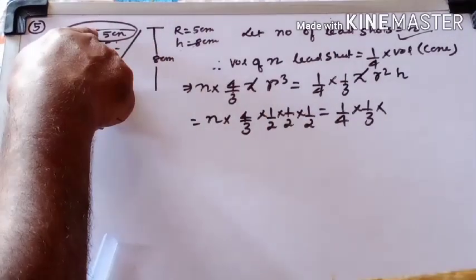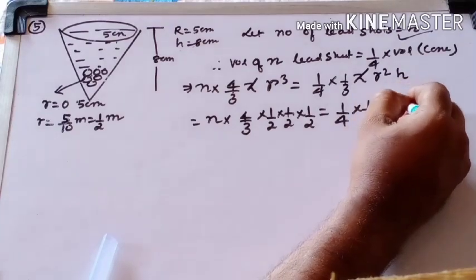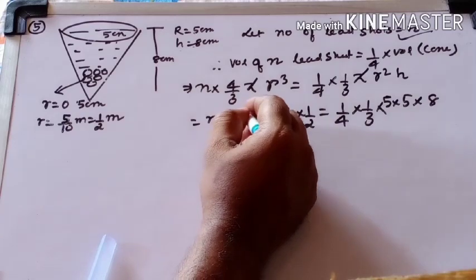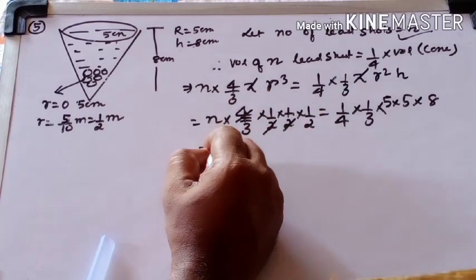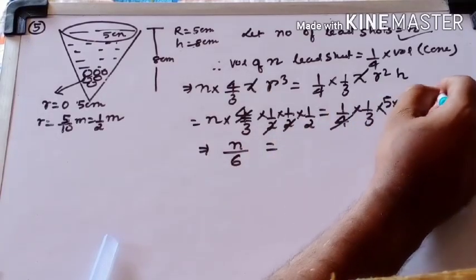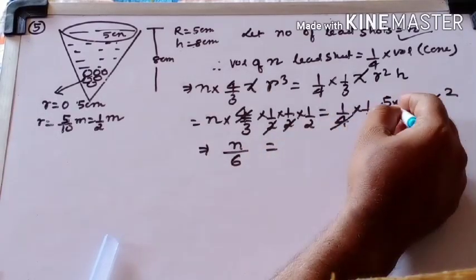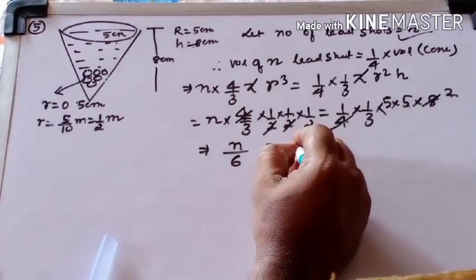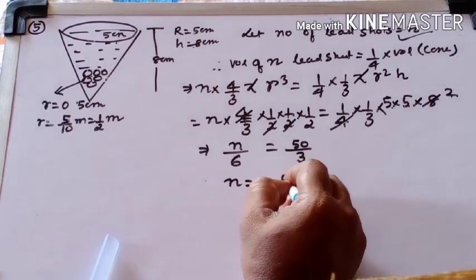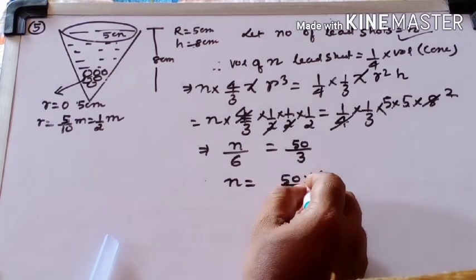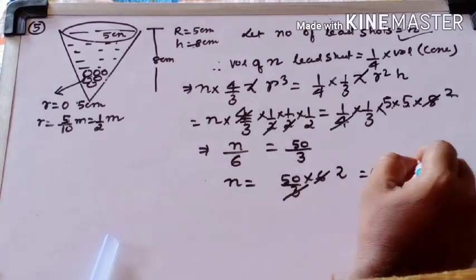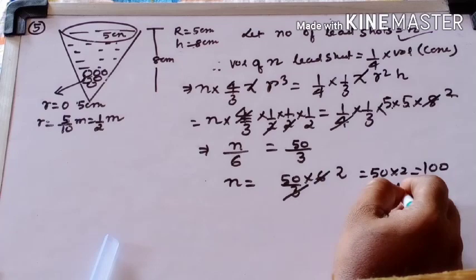by 3. Radius of cone is given 5, so 5 into 5, and height is given 8. What will happen? This 2 will cancel, and this 2 and 2 will cancel this 4. So it will come out as n by 3 into 2, just 6, is equal to 5 into 5, just 25, into 2, just 50 by 3. So if you want to get the value of n, n will be 50 by 3 into 6. 3 will cancel 6 two times. So your answer will be 50 into 2, that is equal to 100 lead shots.